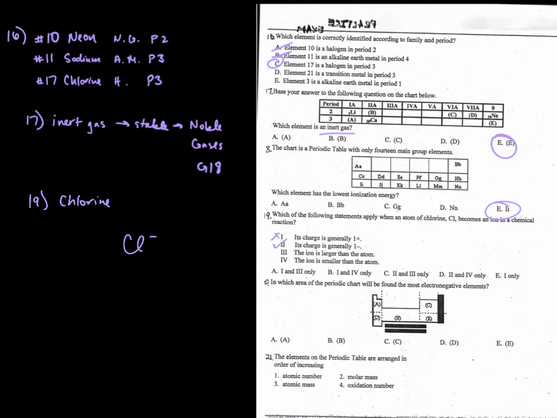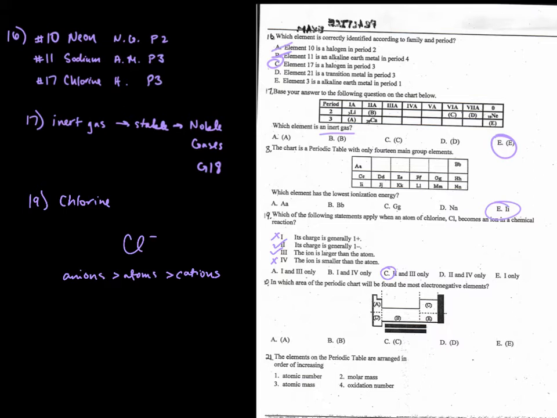The ion is larger than the atom, so remember, anions are bigger than the atoms. But atoms are bigger than the cations. So the ion is definitely larger than the atom, which makes statement 4 incorrect. So we're looking for 2 and 3. Choice C.